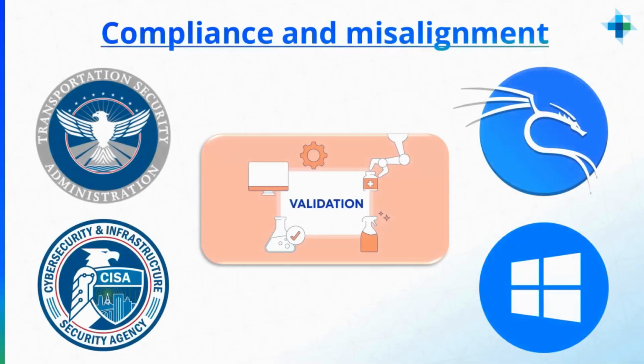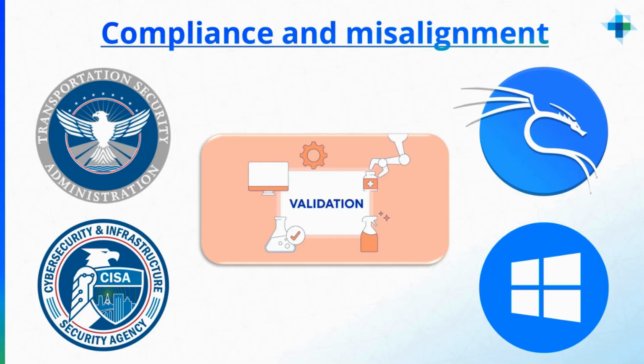So let's jump a little bit further into that. We want to talk about the compliance and misalignment. This slide highlights several external forces that are now driving cybersecurity and governance in OT environments. First, in the top left, we have TSA directives, which represent government regulations that are increasingly requiring critical infrastructure and industrial organizations to implement stronger cybersecurity controls, incident reporting, and network visibility.